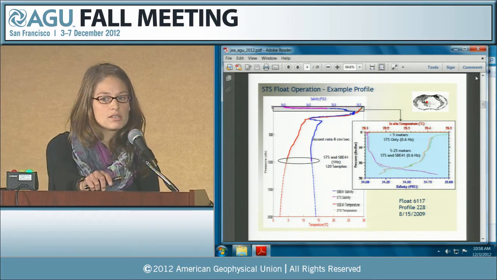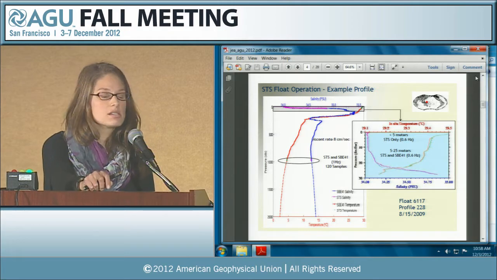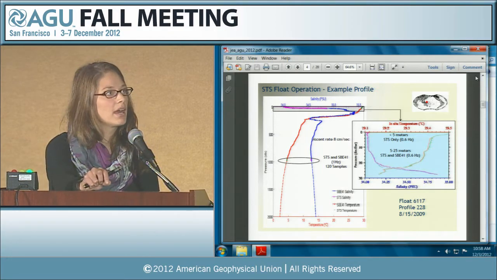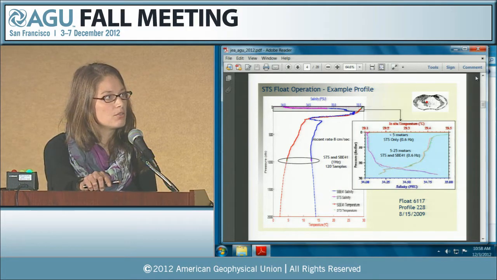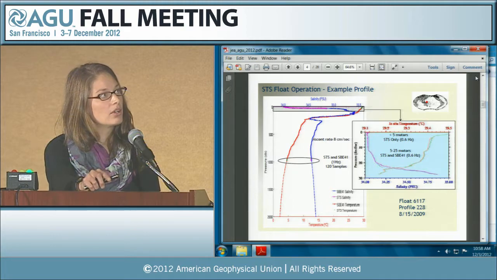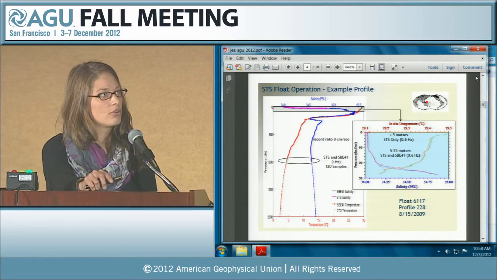The reason for this overlap period is it's expected that the STS sensor may drift with time, so we can use this deep overlap to correct that to the known stable primary SBE41 unit. After this deep overlap period, the secondary CTD pump turns off and only the primary unit collects data until a depth of about 30 meters.